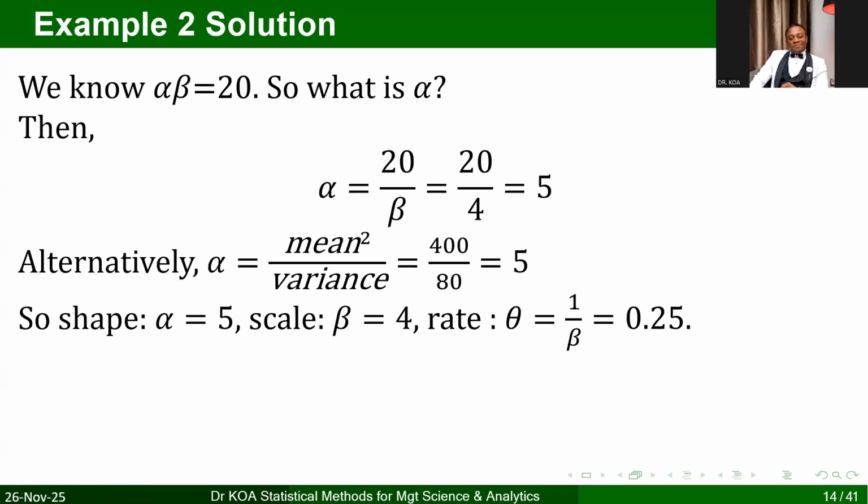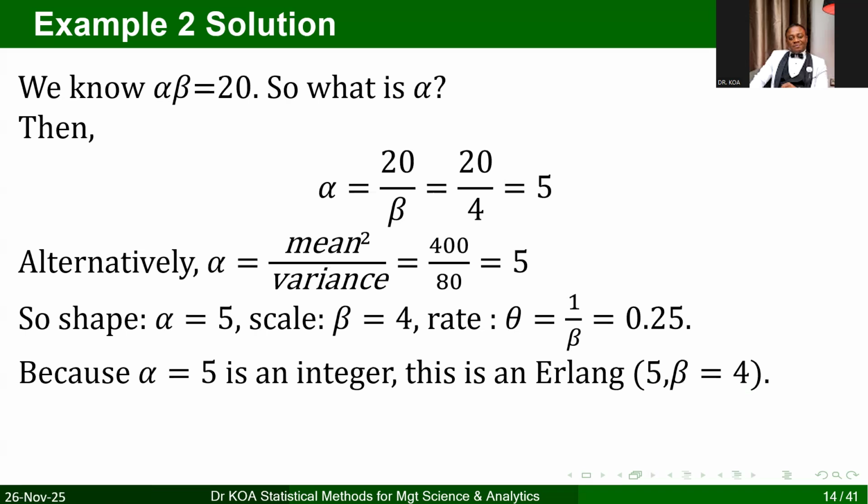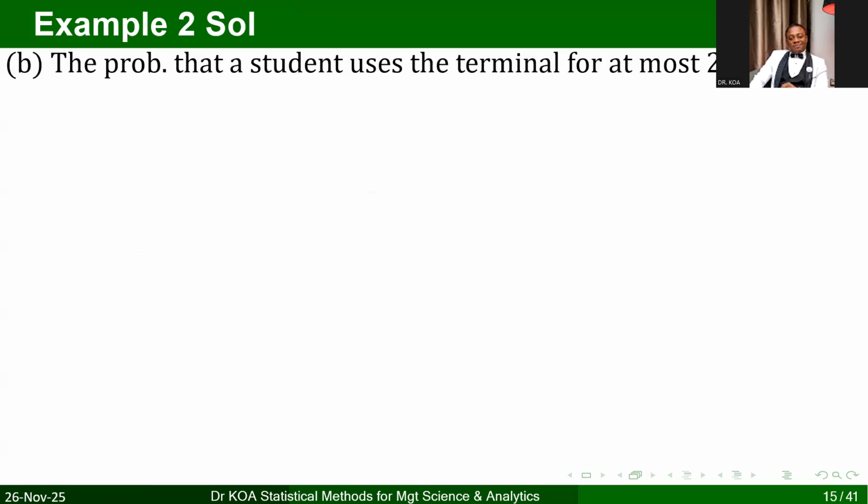Okay. Now, what is the probability? The question says, what is the probability that a student uses the terminal for at most 24 minutes? Now, Doc, please, before we continue with this, what do we use the rate for? Because I don't think we used it in the last question, we didn't use the rate.